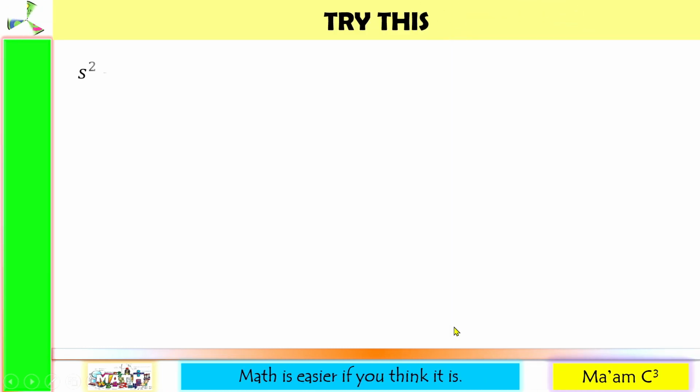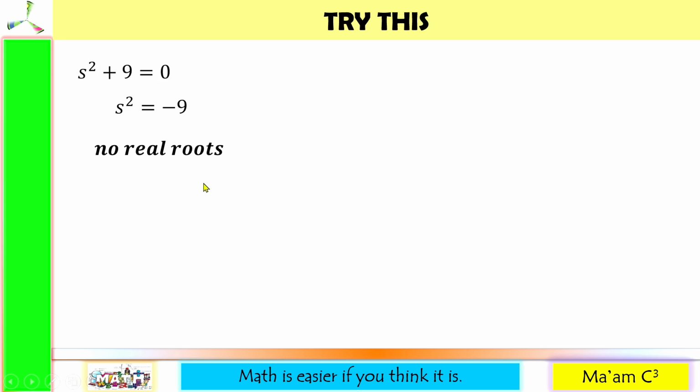Try this. x squared plus 9 is equal to 0. So first, let us move positive 9 on this side. It will become negative 9. Now, it says in the square root property that if c is less than 0, meaning negative numbers, then we do not have real roots.